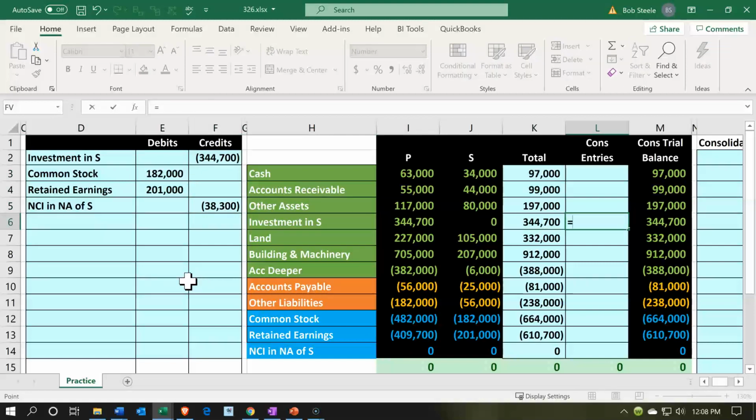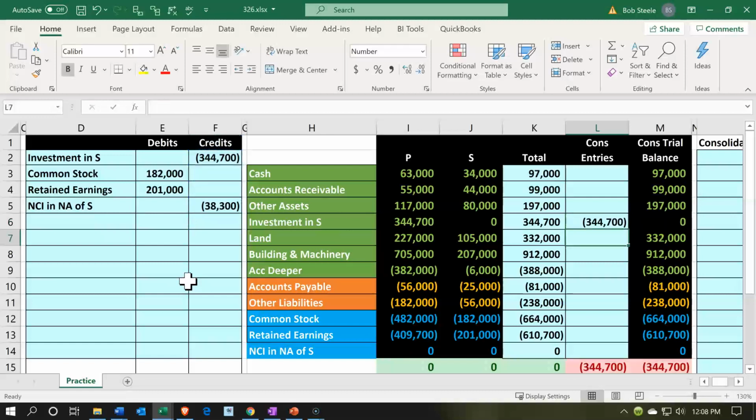So I'm over here in L6. I'm just going to say, yep, the investment is now gone. The investment has now been removed. That makes sense. Now the other side is going to be in equity. It's times 0 so nothing has happened thus far, and we're going to take the entire equity of S off the books, even though we only purchased a portion of it.